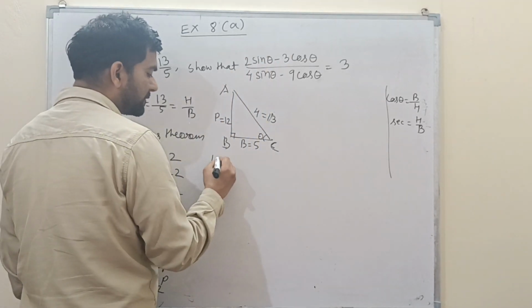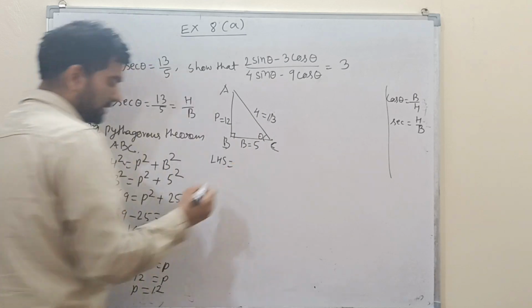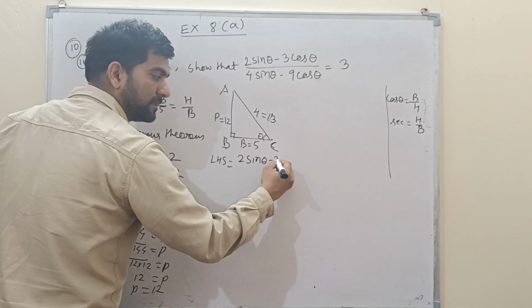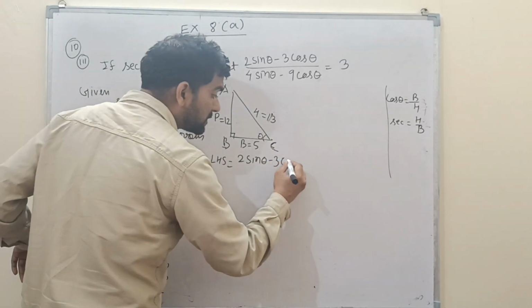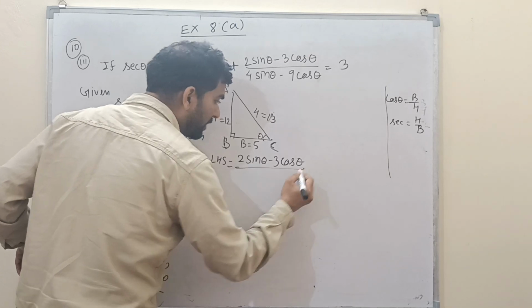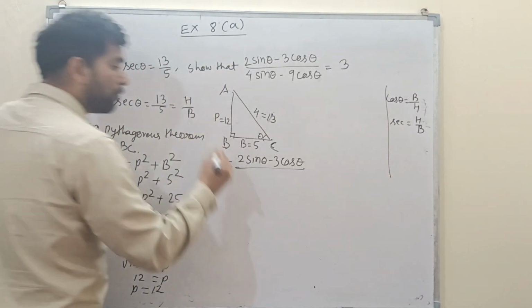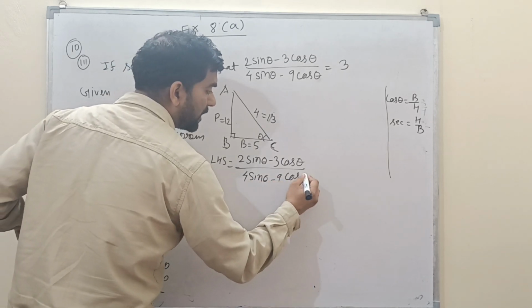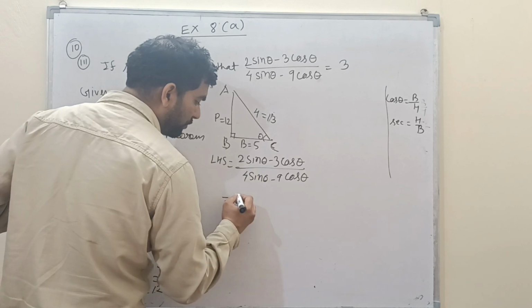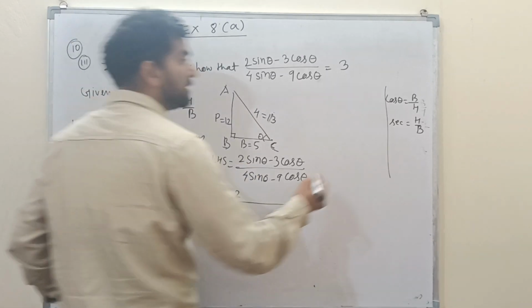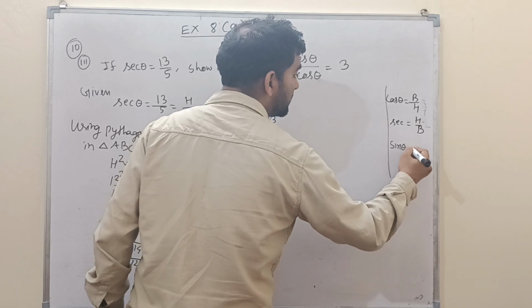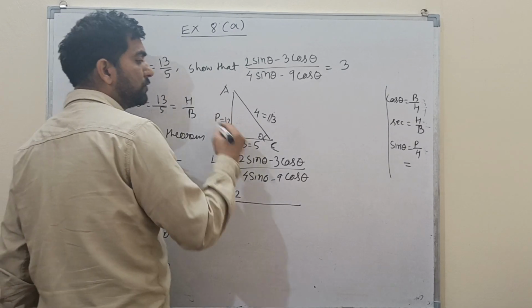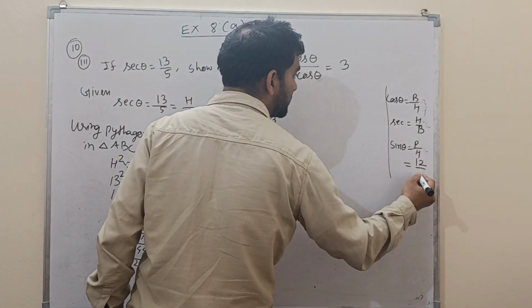We'll take LHS. So LHS is 2 sine theta minus 3 cos theta by, what do we have here, students? 4 sine theta minus 9 cos theta. Then let us substitute the value. 2 will be 2. You will see here sine theta is nothing but perpendicular by hypotenuse. So P is 12 and hypotenuse is 13.